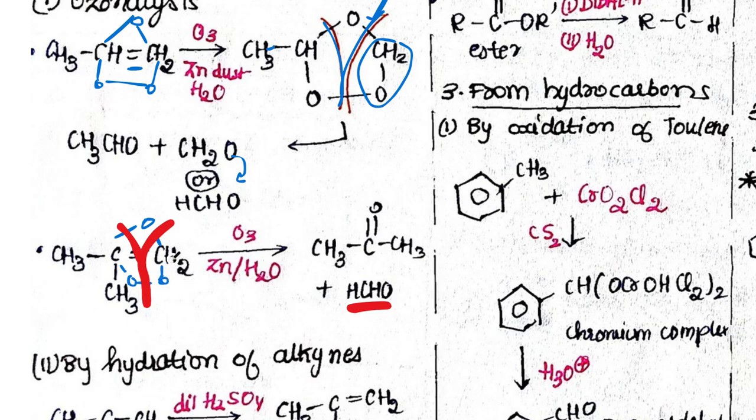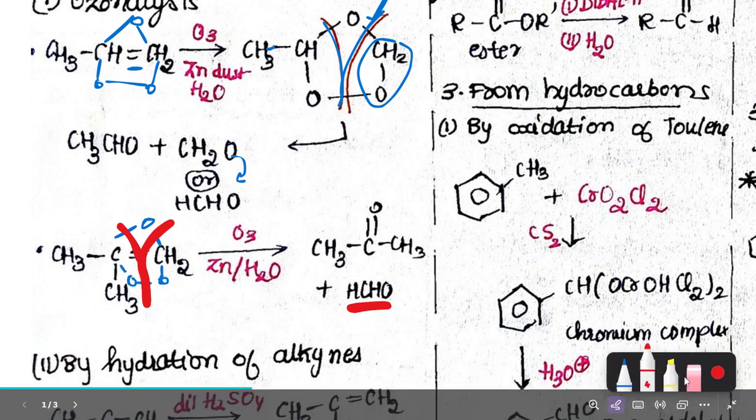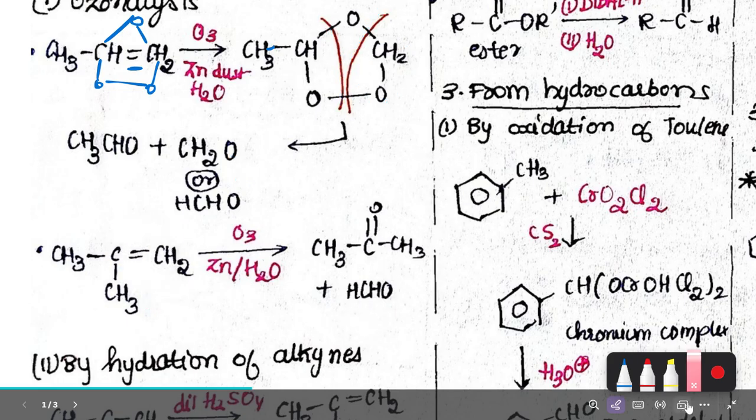And the next compound formed is what? CH3CH3 attached to the carbon, and a double bonded oxygen. So this was about ozonolysis.